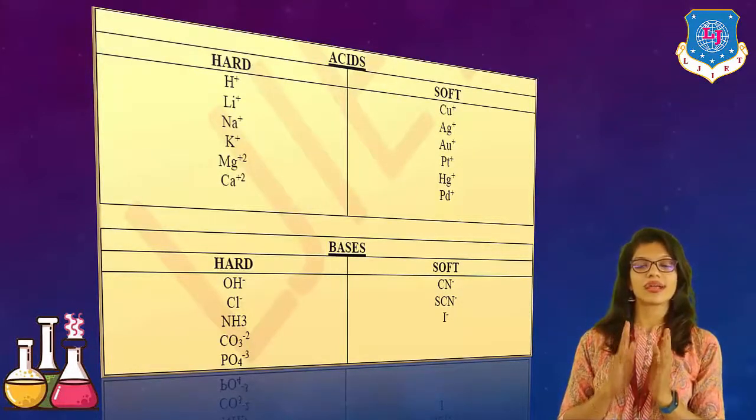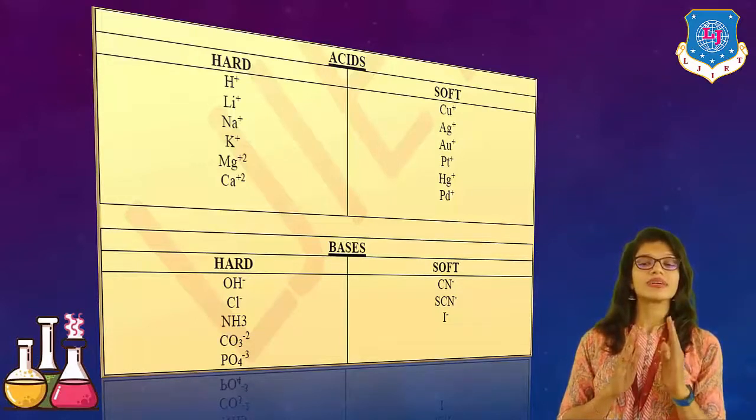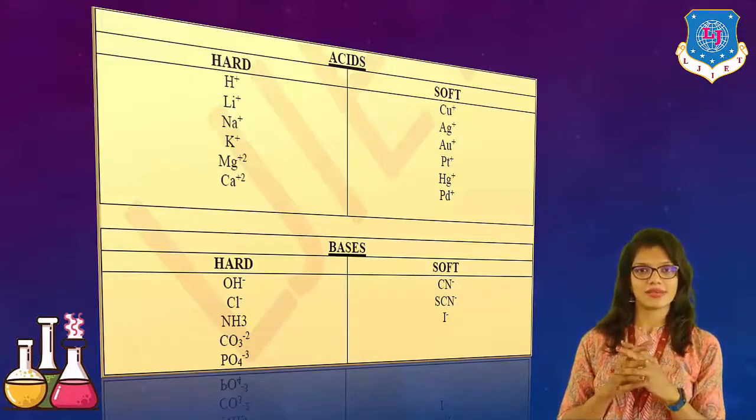Now let's take a look at another one. Let's take a look at the examples here. Let's take an example of hard acids and soft acids first. So H+, Li+, Na+, K+, Ca and Mg are considered as hard acids. While another one, soft acids: Cu+, Ag+, Au+, Pt+ as well as Hg+. They are considered as soft acids.